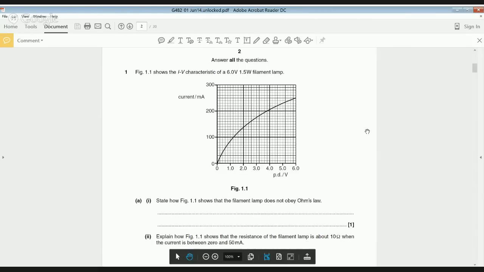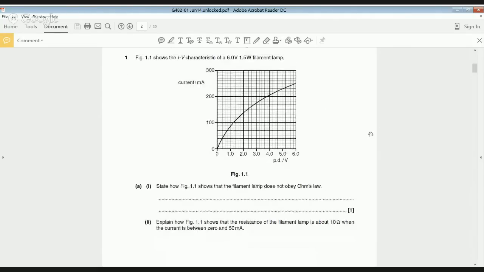So question number 1, we've got figure 1.1. It's the IV characteristic of a 6-volt, 1.5 watt filament lamp. Part A(i) states how figure 1.1 shows that the filament lamp does not obey Ohm's law. Well, Ohm's law is when voltage is proportional to current, and in this case, voltage is not proportional to current.